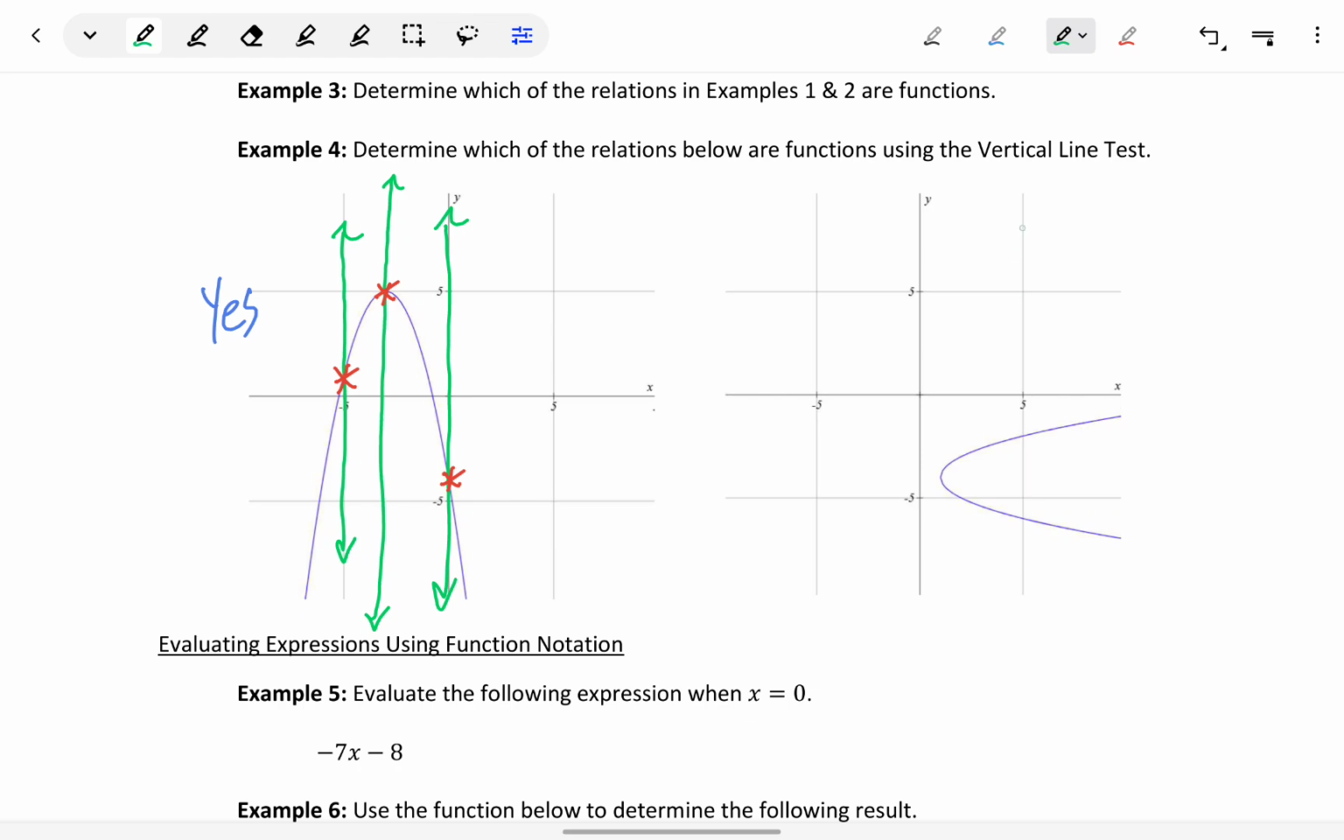Versus the second graph, there are lots of places we could draw a vertical line where we would intersect the curve in more than one location. So that means we have the same x value paired with more than one y value. So the second curve is not a function.